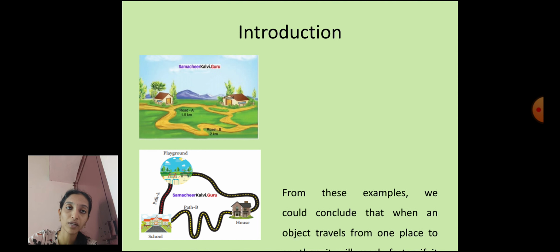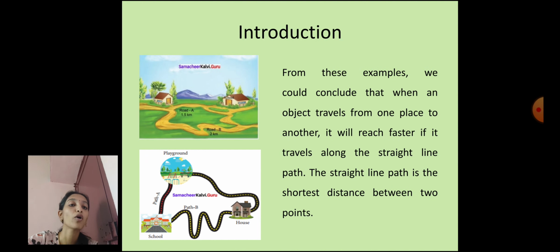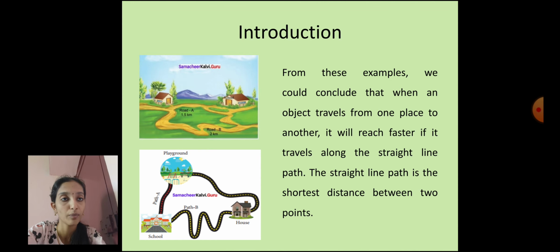From these two examples, we can conclude that when an object travels from one place to another, it will reach faster if it travels along the straight line path. The straight line path is the shortest distance between the 2 points.